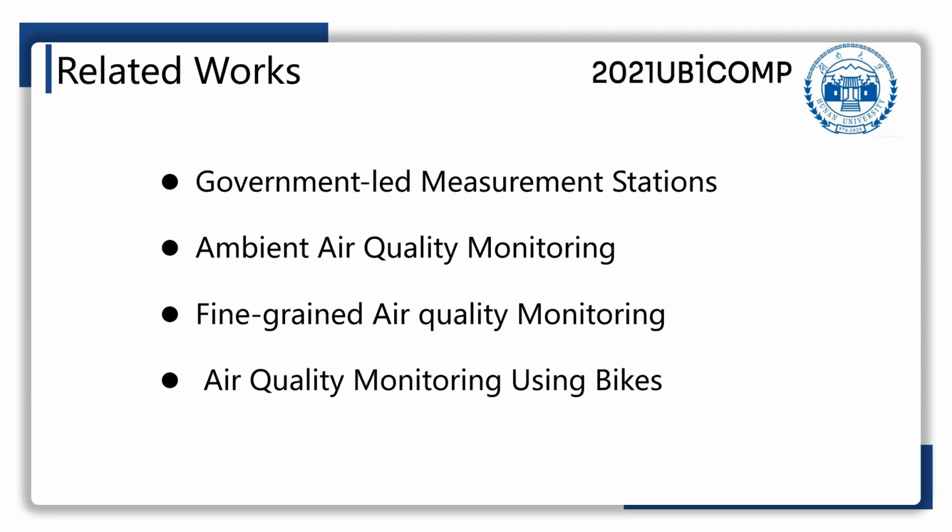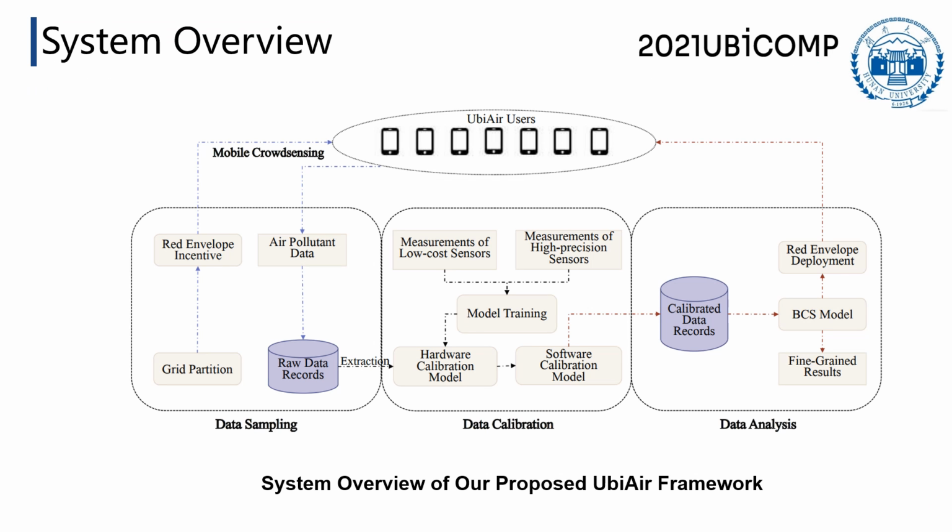In our project, we did some research on related works as below. Here is a system overview of a mobile crowdsensing system. We name it UbiAir. It is designed within a mobile crowdsensing framework and implemented as a novel client-server system following the sharing economic paradigm. UbiAir contains three modules, which are data sampling, data calibration, and data analysis respectively.